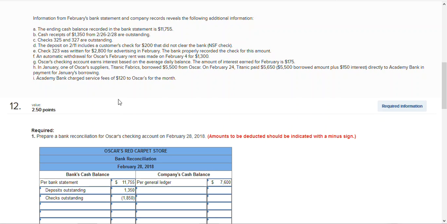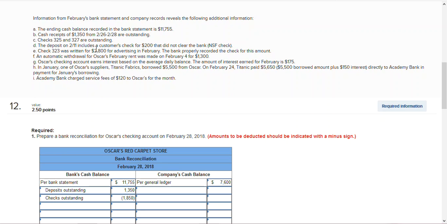So all of this information here is information that the bank has correctly recorded that we haven't recorded. So starting from D all the way down, the bank has recorded that and it's on the bank statement, but we haven't listed those things. So we're going to have to make adjustments for all the things that the bank has recorded that we haven't. All right, so let's start with D.